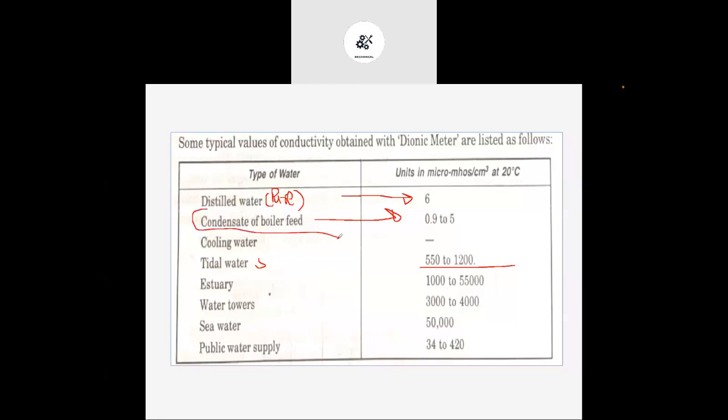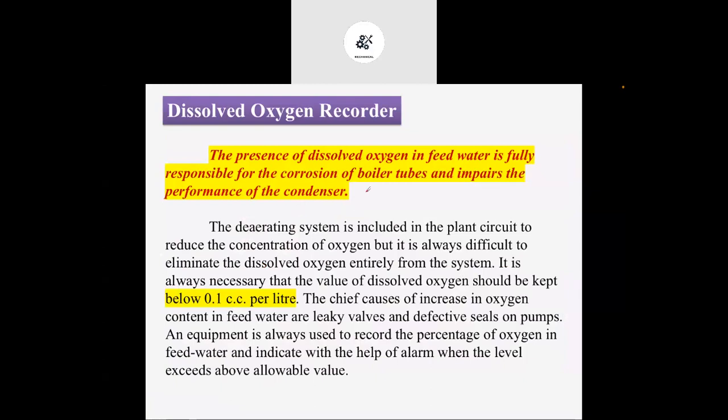For various types of water, the amount of dissolved salt, or the readings from the meter, is shown here. Now concentrate on this particular part. The condensate coming out from the boiler indirectly gives you the amount of dissolved salt that is acceptable in a thermal power plant. It must be between 0.9 to 5 whenever we use the ionic meter. So this is regarding the measurement of water purity.